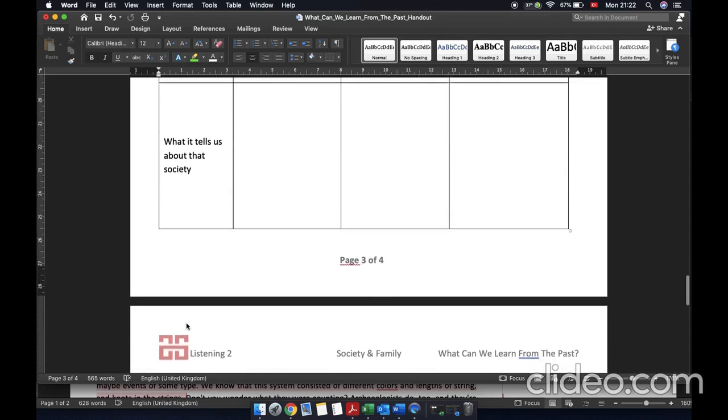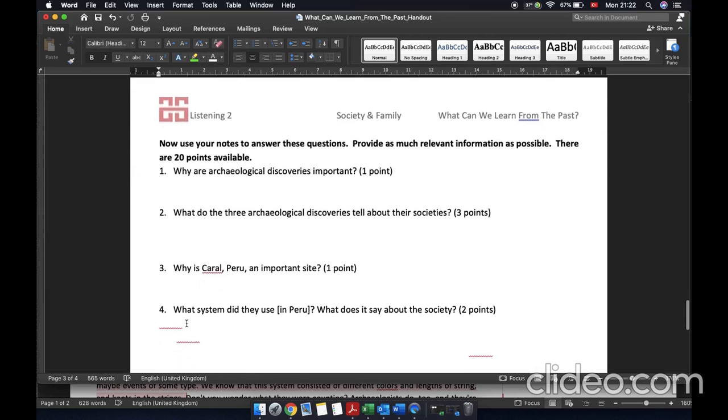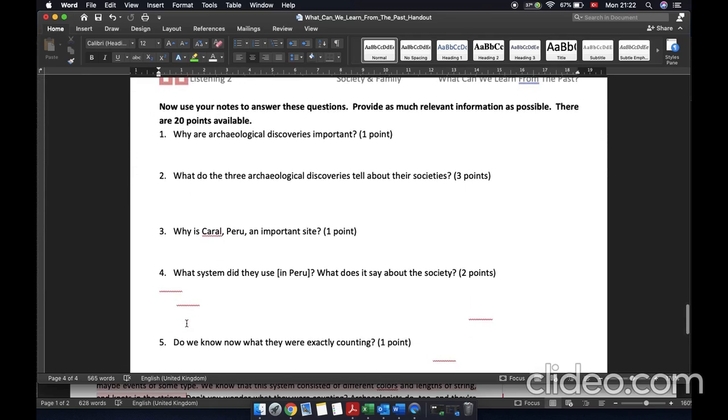So if we proceed here, we will see the questions. So let's read the first one. Why are archaeological discoveries important? So what is the reason that they are important? What do they tell us? So you need to note down the importance of archaeological discoveries.